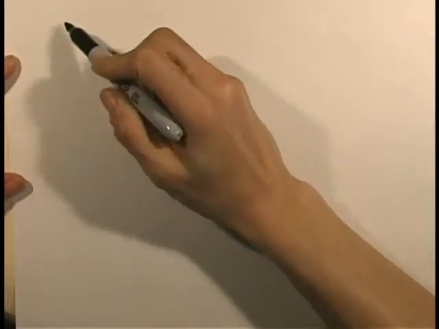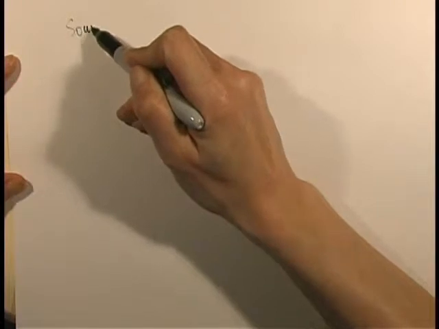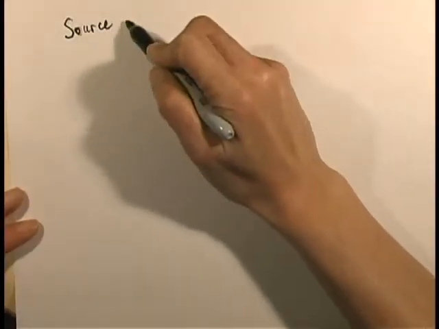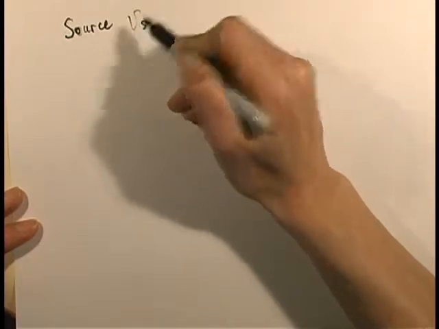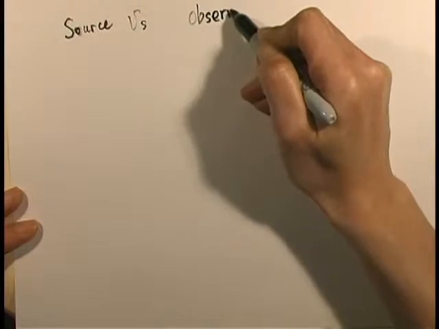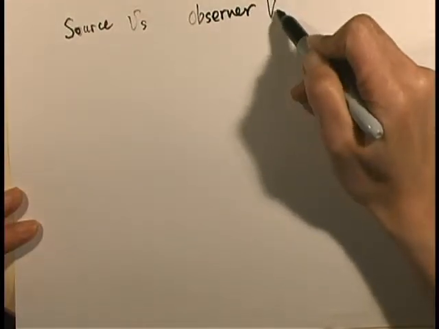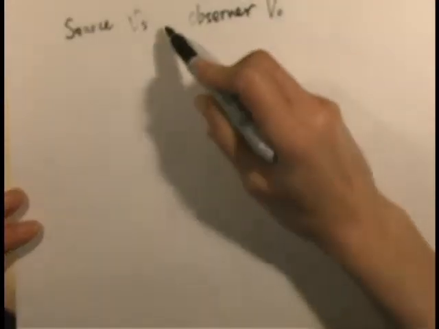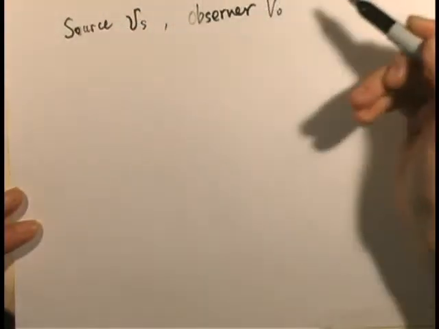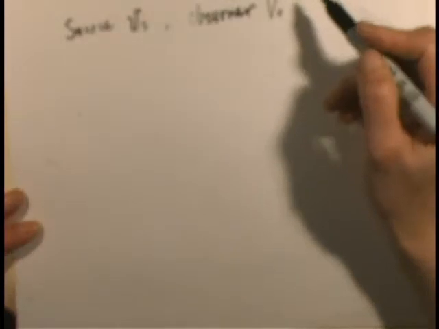The conclusion of the Doppler effect is that if the source moves at a velocity v_s and the observer moves at a velocity v_o, well, obviously v_s is with respect to the ground and v_o also is with respect to the ground.